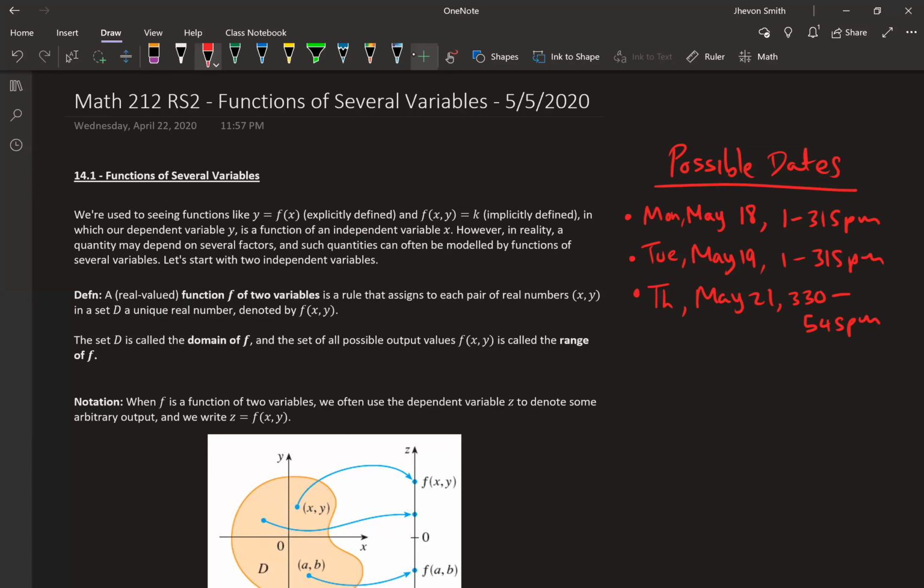Okay, so these are the possible dates for the final. It's going to be one of these, not all of these, obviously. So just make sure that you have those times blocked off on your calendar.